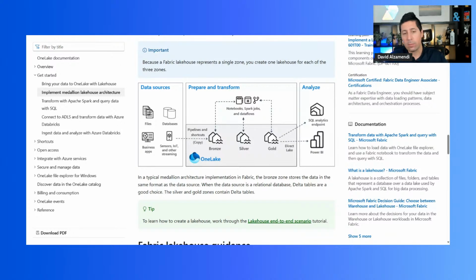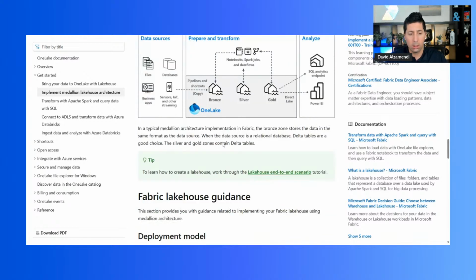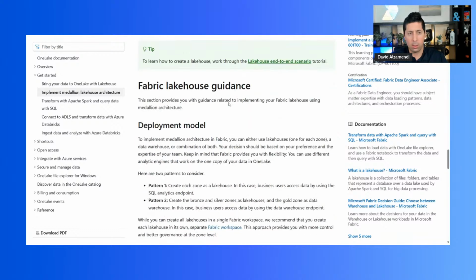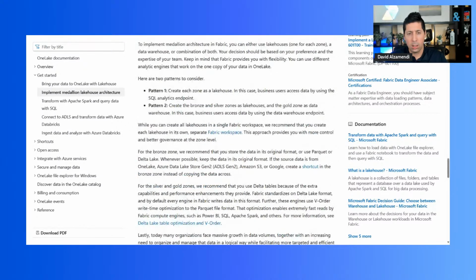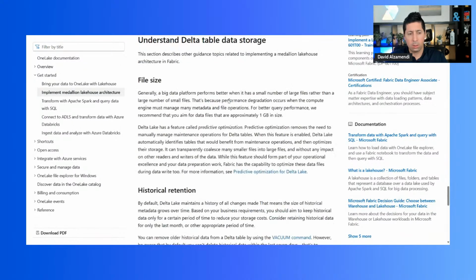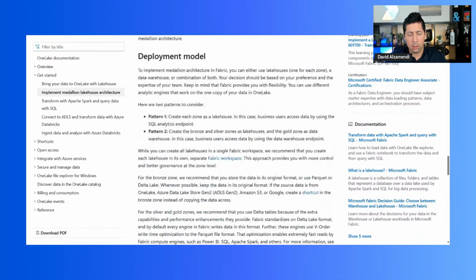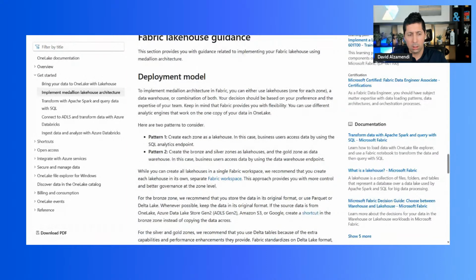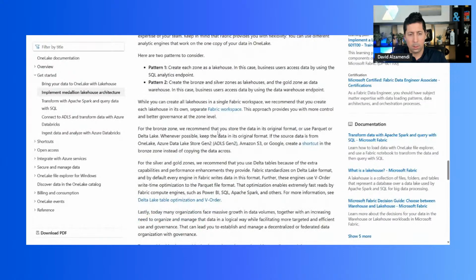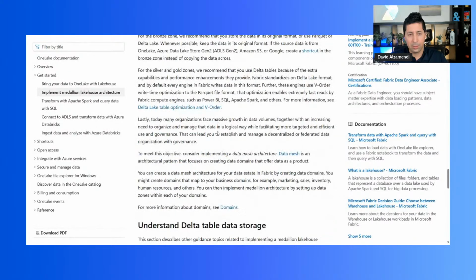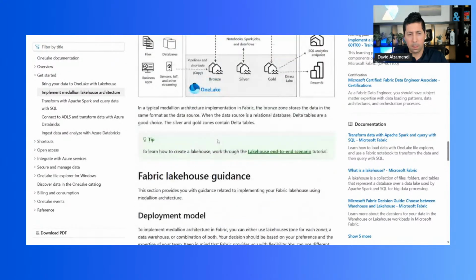So the guidance basically is really easy. Look, you can build the Medallion architecture using just the lakehouses. And if we scroll down, based on the requirements, let me go over here. I like this documentation. We're getting there.